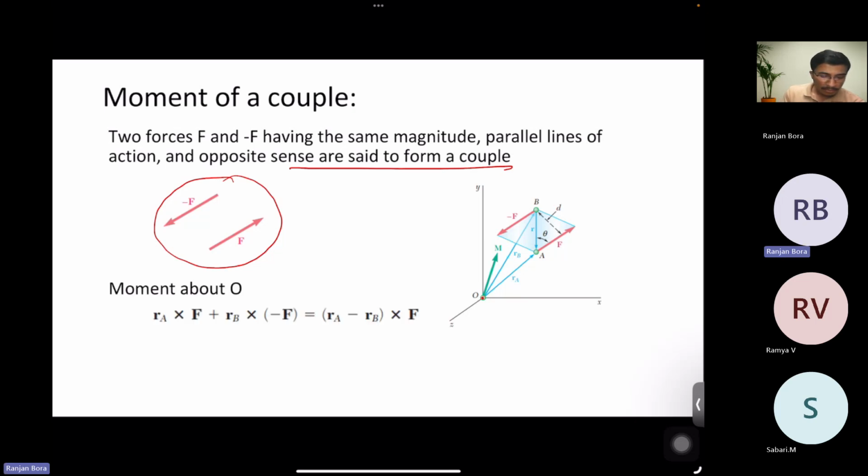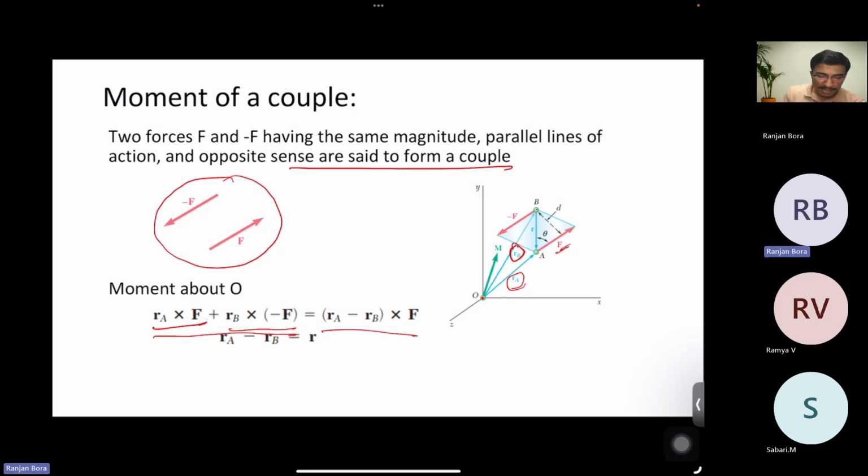So what is the moment about O? Since there are two forces, F and minus F, and the F force is acting at a distance of Ra, the moment about O because of this force F is Ra cross F. Then this minus F force is acting at a distance of Rb from point O, so the moment about O will be Rb cross minus F. Now, if we do this algebra, that is, add these two vectors and take out the F common, we get Ra minus Rb cross F.